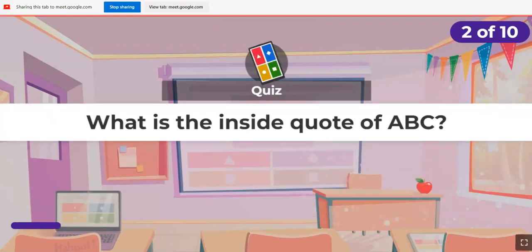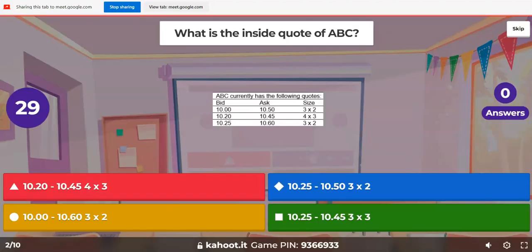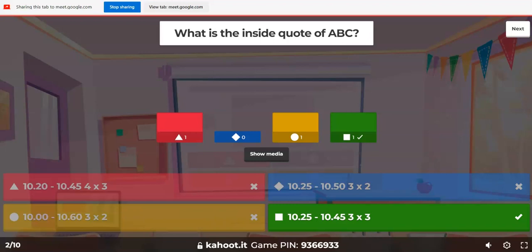Let's check our next one. What is the inside quote of ABC? Okay, so we see the chart again: three bid prices and three ask prices. What is the inside quote? Is it A, 1020 to 1045, 4 by 3; or B, 1025 to 1050, 3 by 2? All right, I didn't even have to finish.